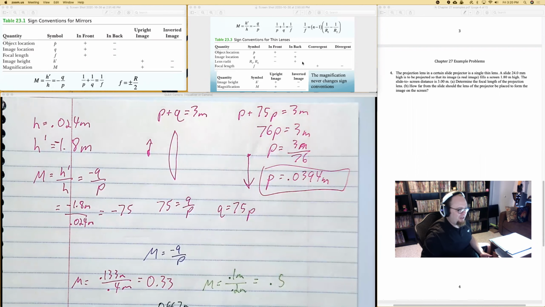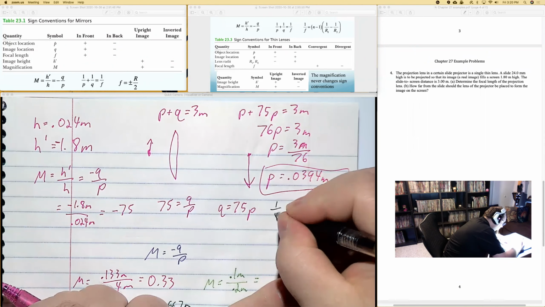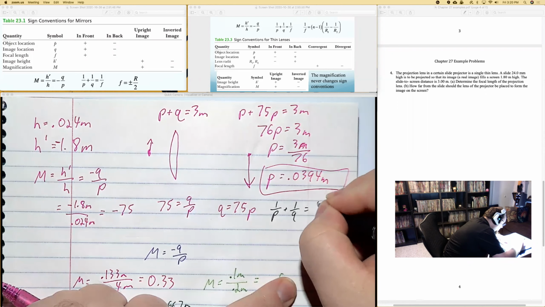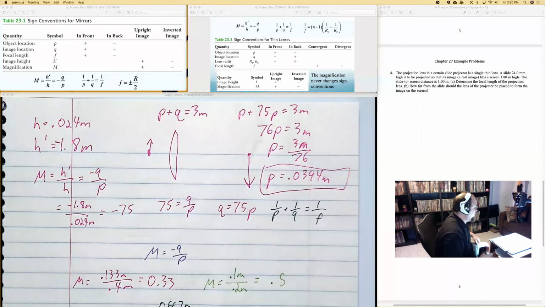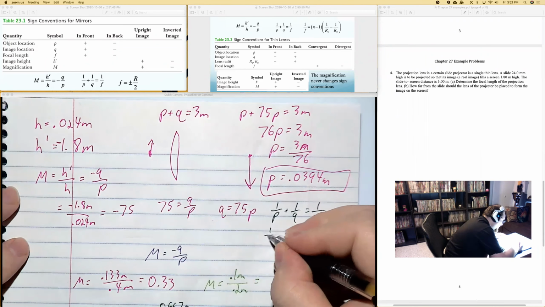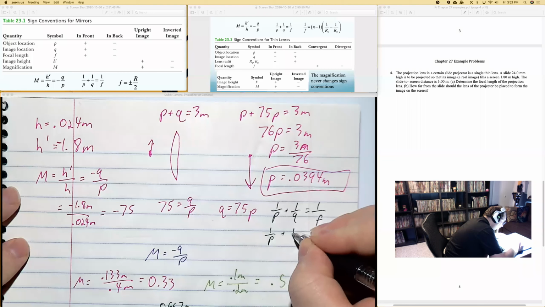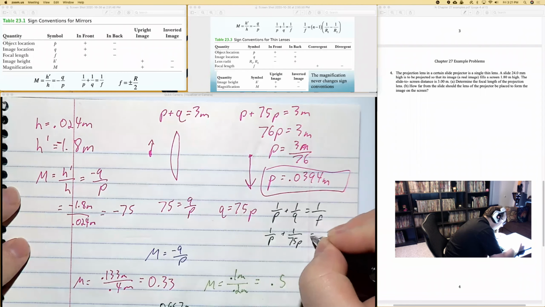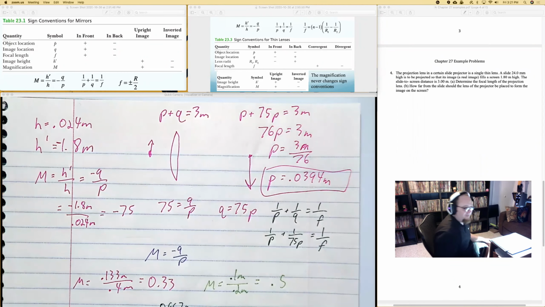But that's what I was looking for. I was actually trying to find the focal length at the time. For the focal length, though, I can just say 1 over P plus 1 over Q equals 1 over F. Now, I could solve for Q. If I plug in here, I could get Q directly. But I'm just going to say 1 over P plus 1 over 75P equals 1 over F.